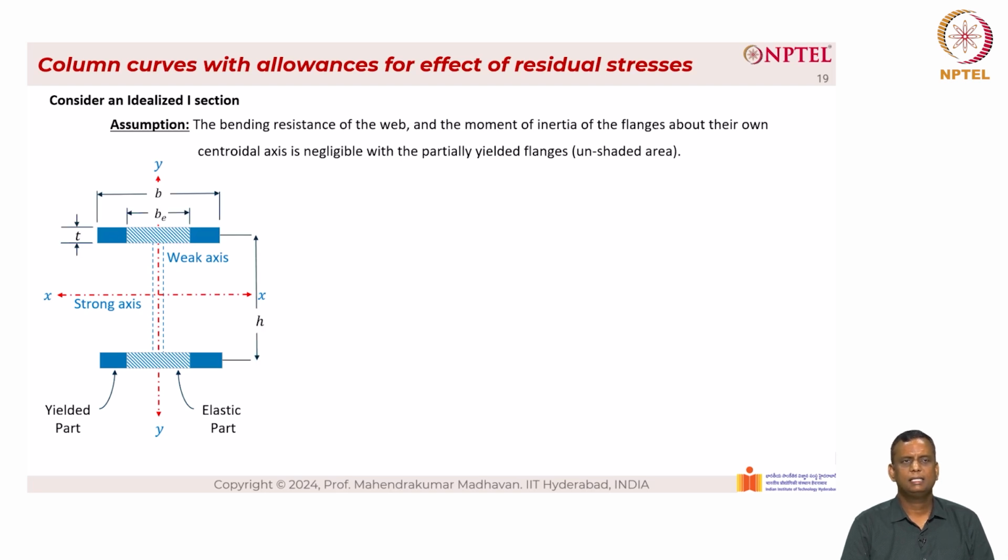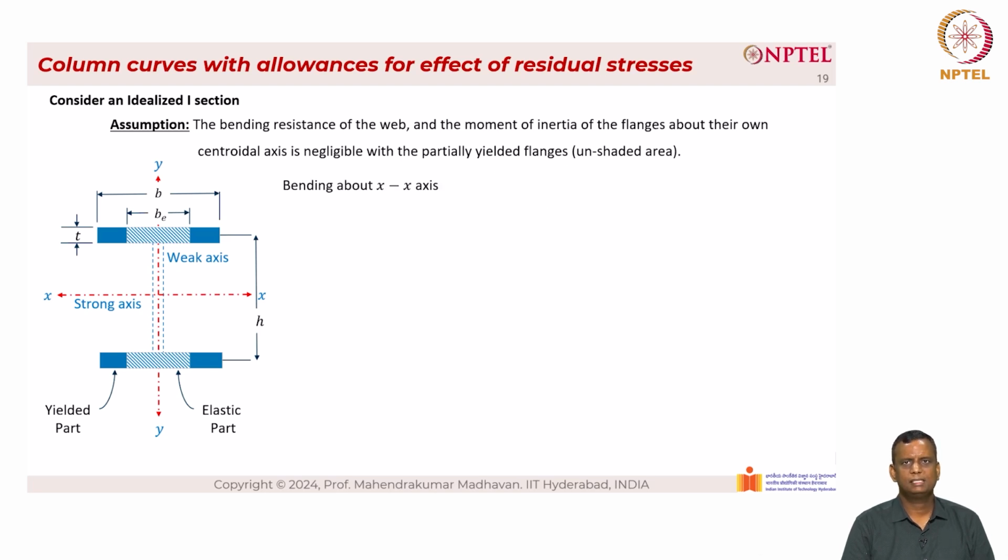So we can see that the elastic region of the width of the flange is given by B sub E. The total width of the flange is B. The height of the section from center to center is given as H. The thickness of the section is T. Again, there is strong axis bending, which is XX, and weak axis bending, which is YY. The yielded portion is solid blue, and the elastic portion is highlighted as hashed.